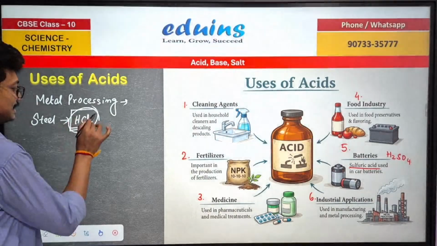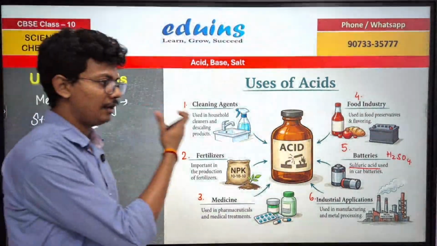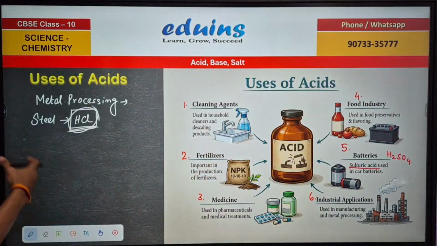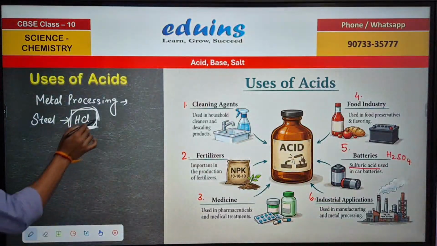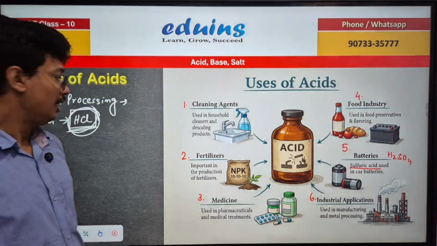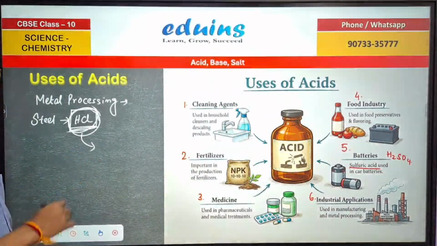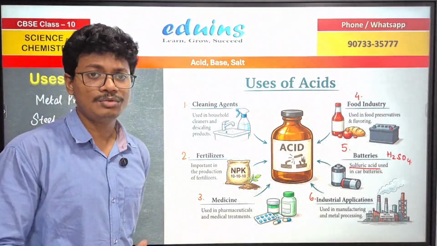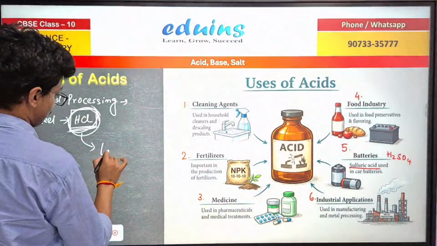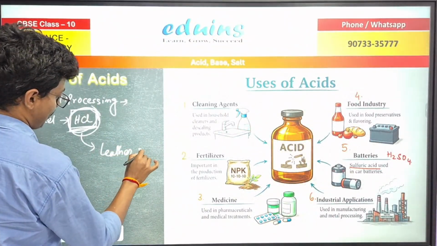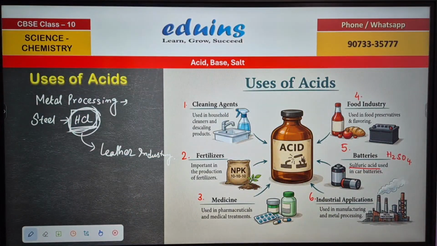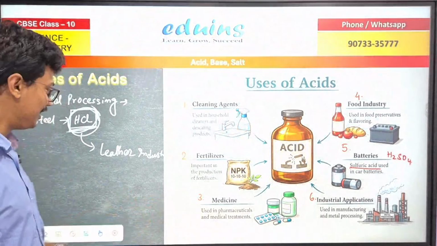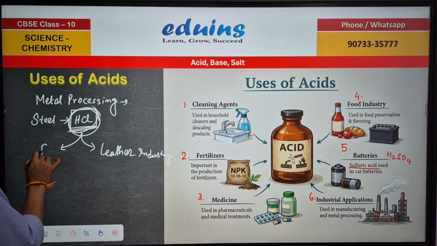Also this HCl, okay, this is used in the metal industry or your steel preparation, where steel is prepared, HCl is used. Apart from that, HCl is used in many other industries, like your leather industry. Okay, HCl is also used in the leather industry, your food industry, your textile industry.